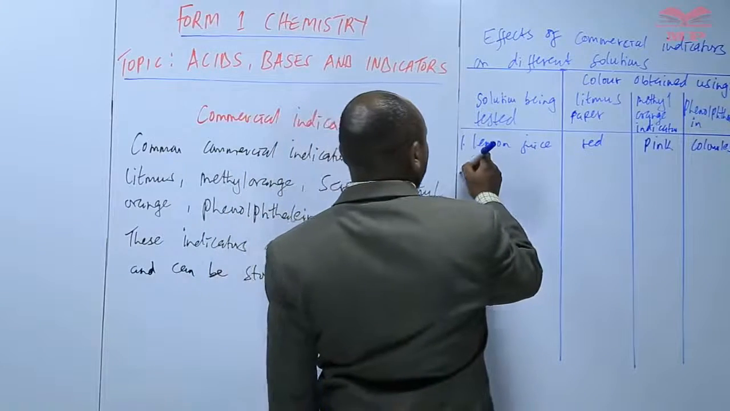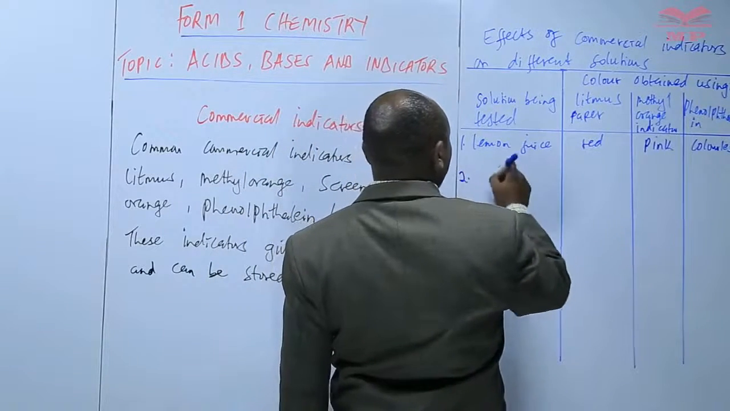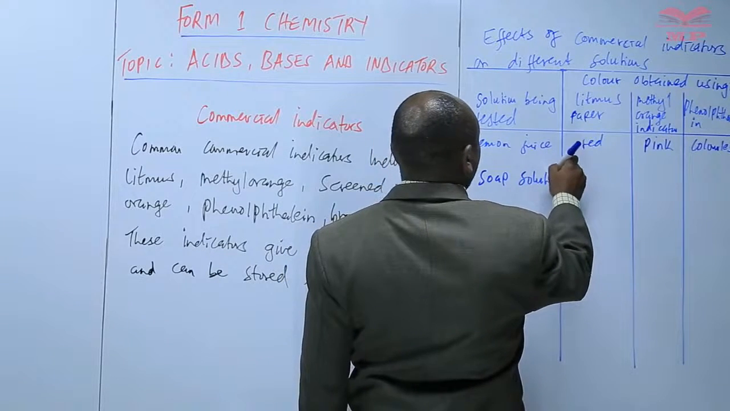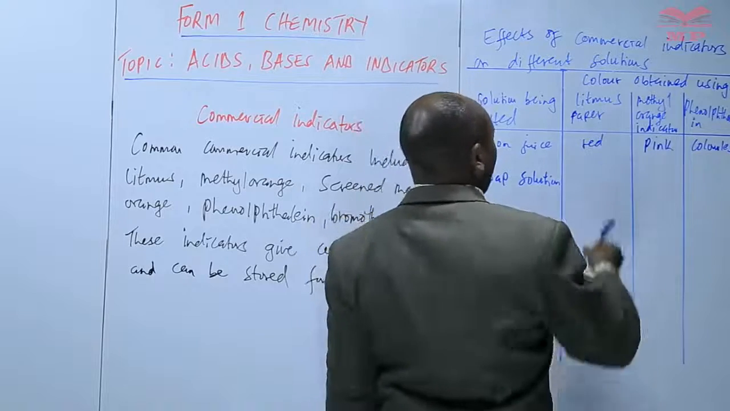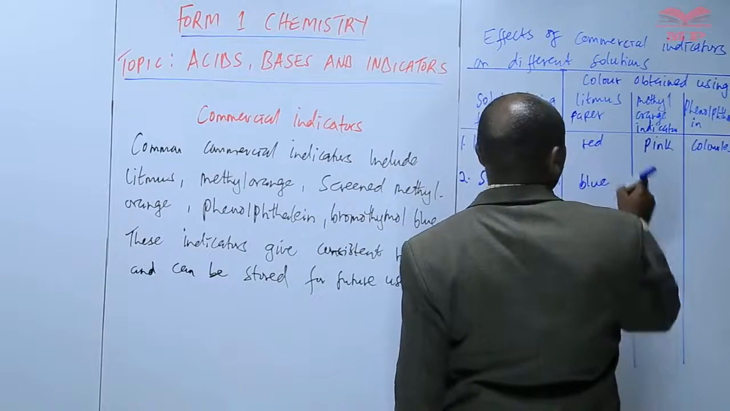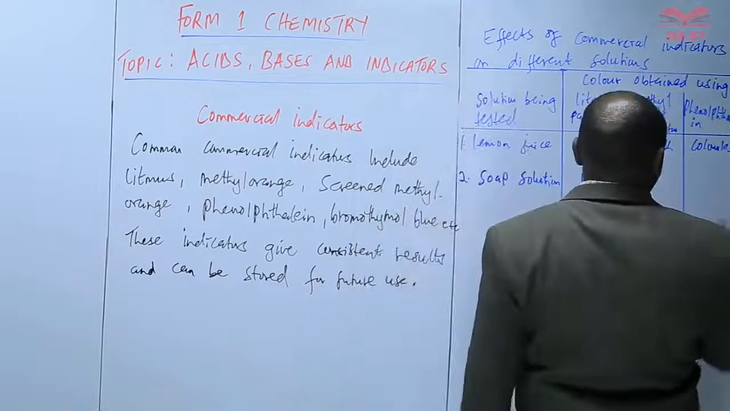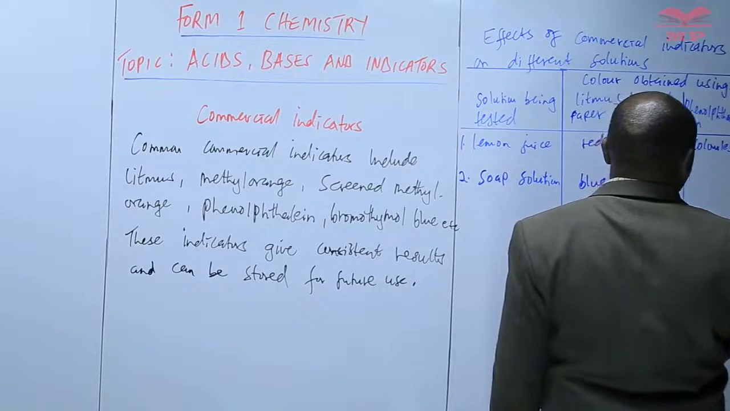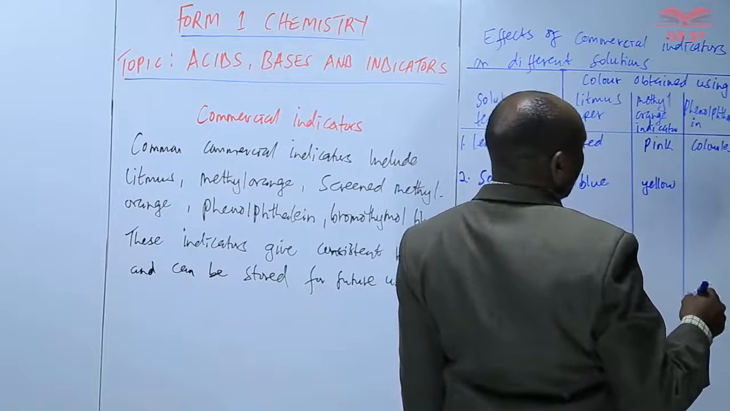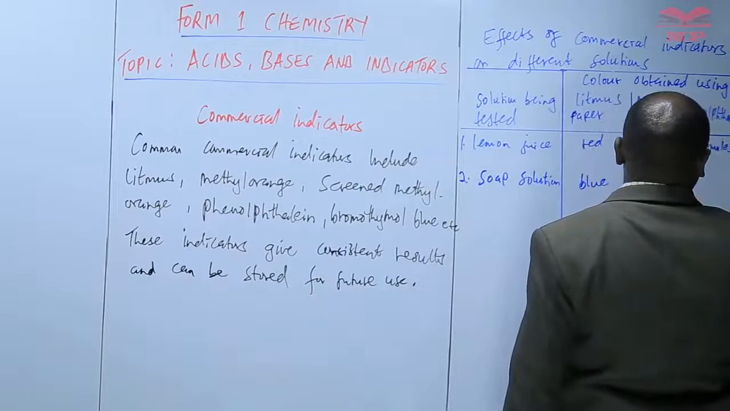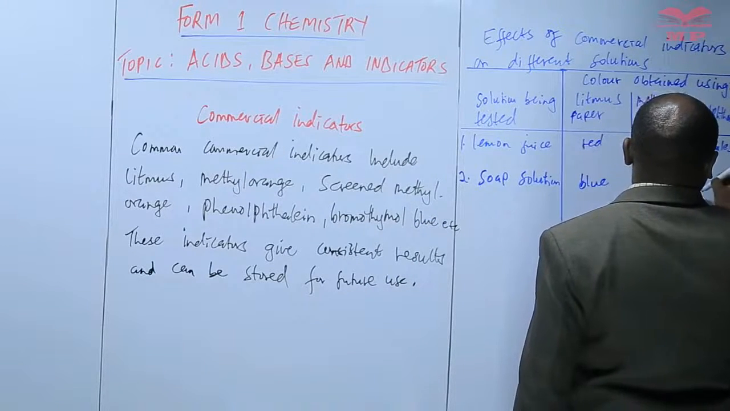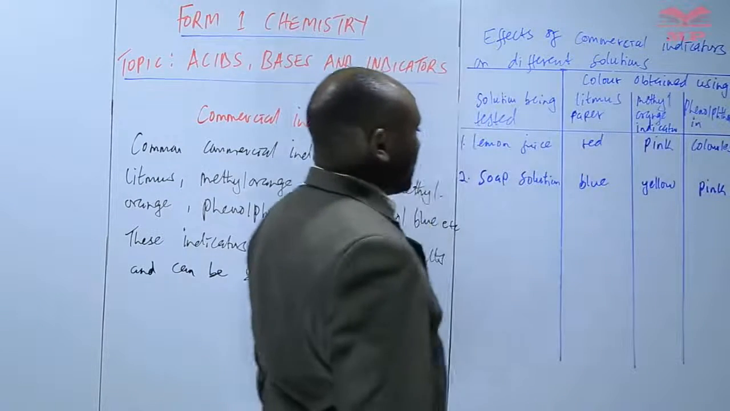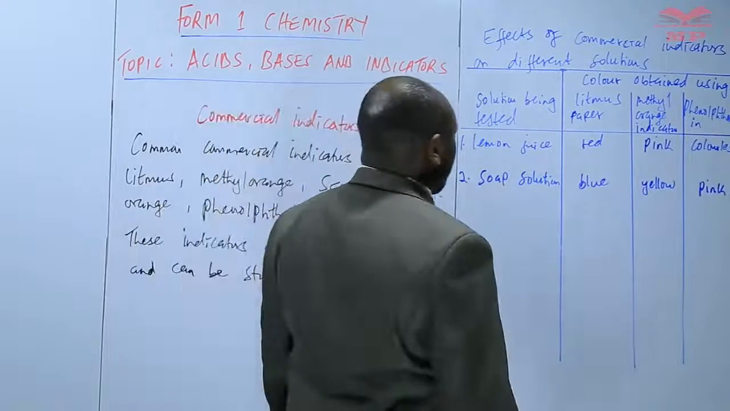On the other hand, if we use something like soap solution, with the litmus, the color will be blue. With methyl orange, the color will be yellow. And with phenolphthalein, the color will be pink. So you can see all of them are giving us different colors.